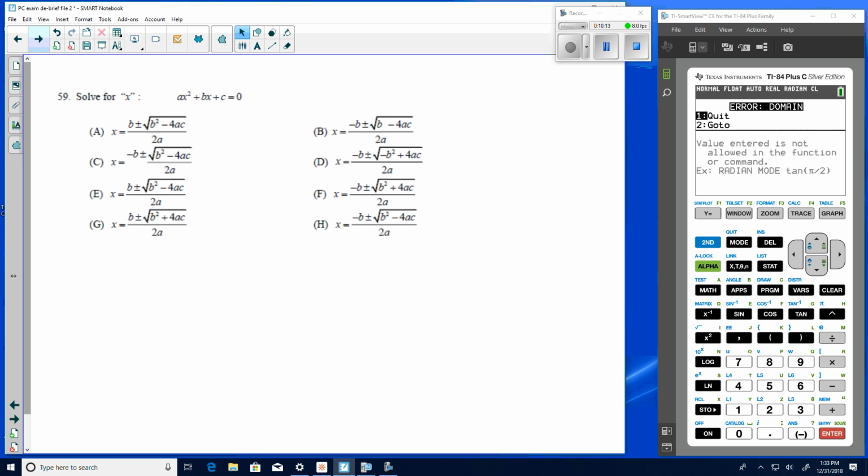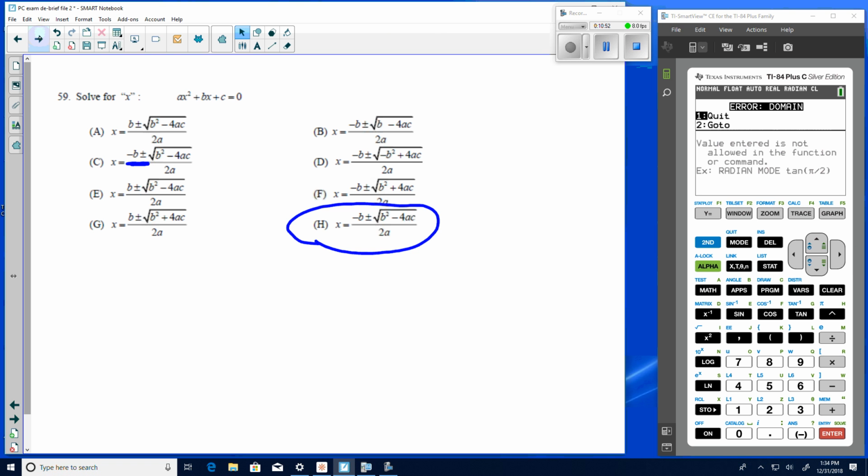59, solve for x. Well, here's our good old quadratic equation. Hopefully you can do this pretty quickly. x is the opposite of b plus or minus the square root of b squared minus 4ac, all over 2a. And here it is here. Be careful, the fraction bar does need to go all the way over, so choice C was not correct because that was not there. And all the other ones had errors of one type or another. And the opposite of b plus or minus the square root of b squared minus 4ac all over 2a.